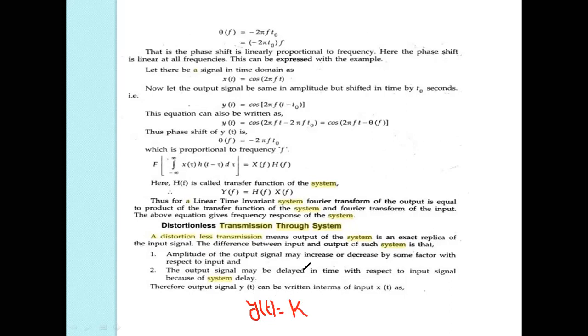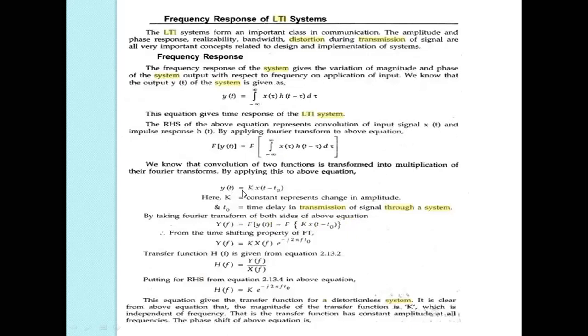And the output signal may be delayed in time with respect to the input signal because of the system delay. So the input is delayed by t minus t naught. Therefore, the output signal y of t can be written in terms of the input signal as y of t is equal to k into x of t minus t naught. This is the distortionless transmission through the system equation. We already saw this in the above slide: y of t is equal to k into x of t minus t naught.